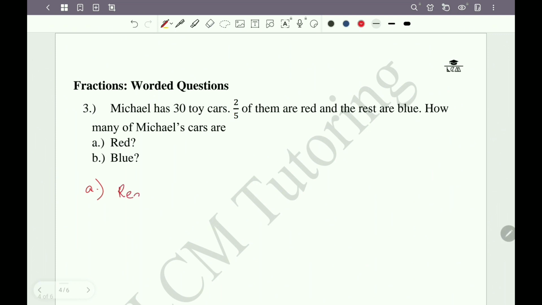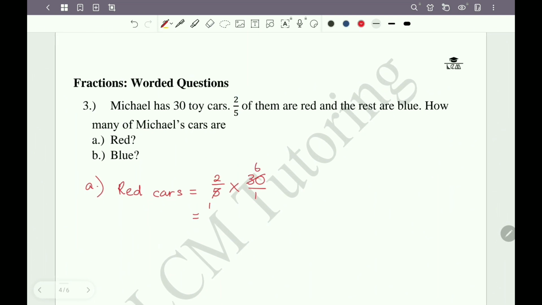So the number of red cars that Michael owns would be 2/5 of 30, and "of" means multiplied, so 2/5 multiplied by 30. Right, now we can go ahead and multiply this fraction by this whole number. We can cancel the denominator 5, 5 into 5 is 1, and the numerator 30. 5 into 30 is 6.